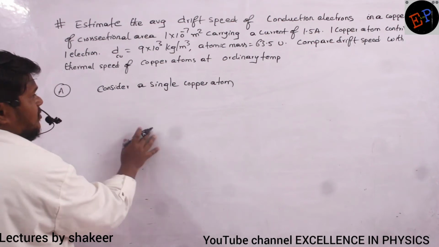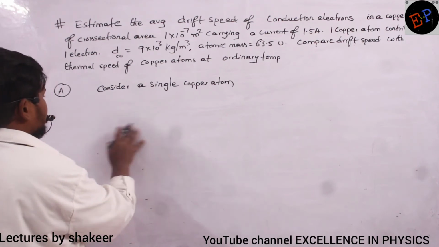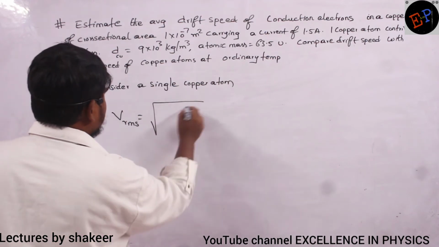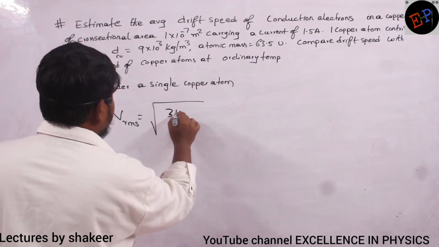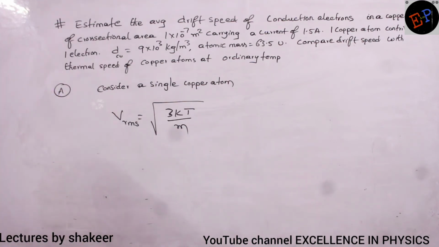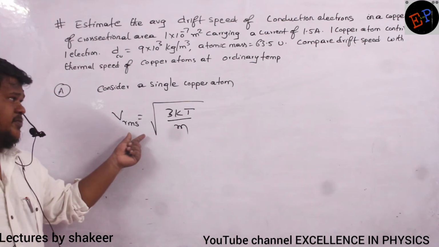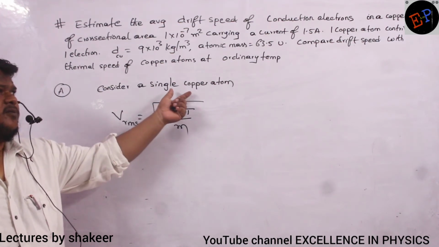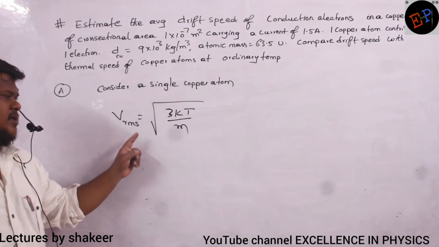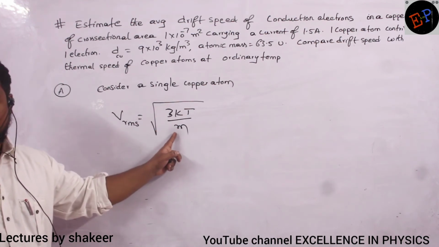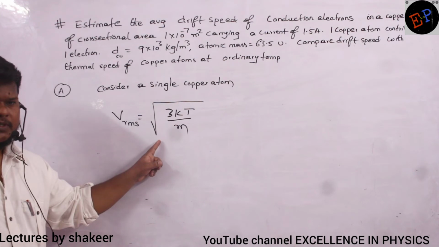That speed I can call the RMS speed. RMS speed is equal to square root of 3kT divided by m. Do you remember this formula? RMS speed when atoms are present in gaseous form. So he is asking us to take only a single copper atom. So I am taking the equation for small m. What is meant by small m? Mass of a single copper atom.